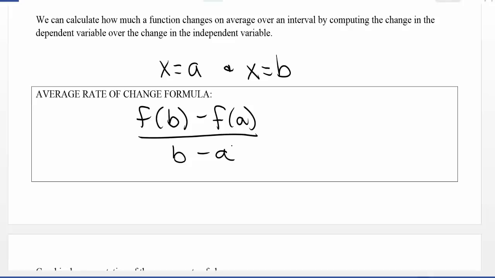We're going to use this formula rather extensively throughout this course. The average rate of change is really important. And when you see the word average, that's a key indicator that we are going to be using this formula. So let's take a look at some examples of computing average rates of change.